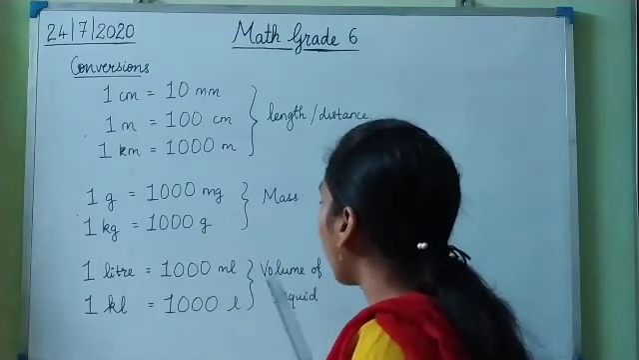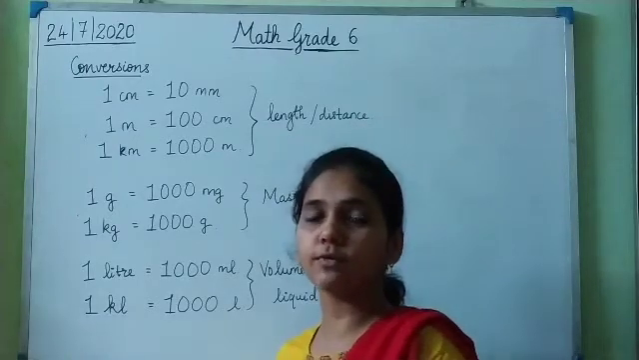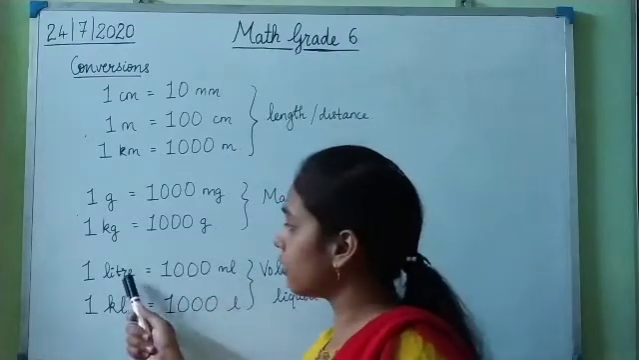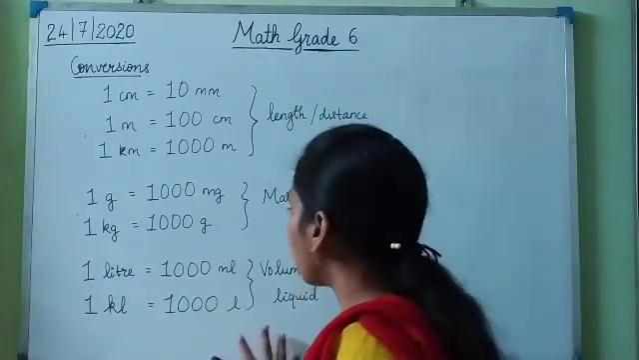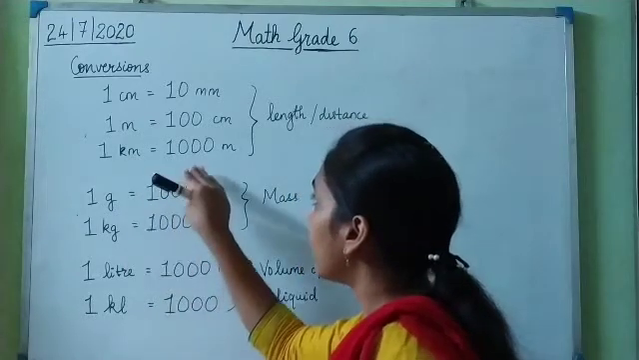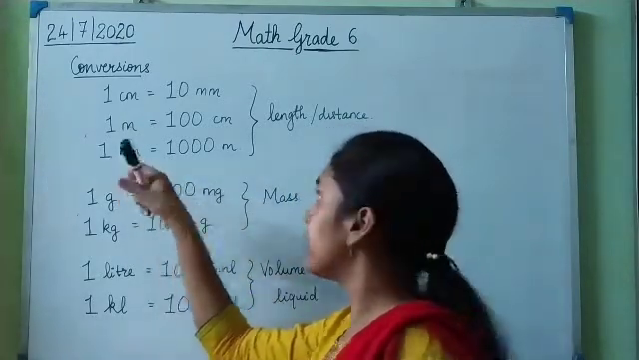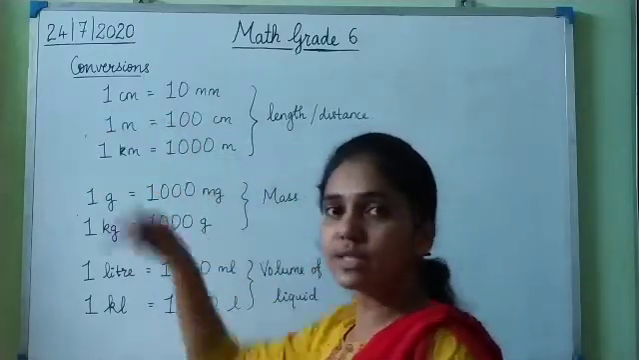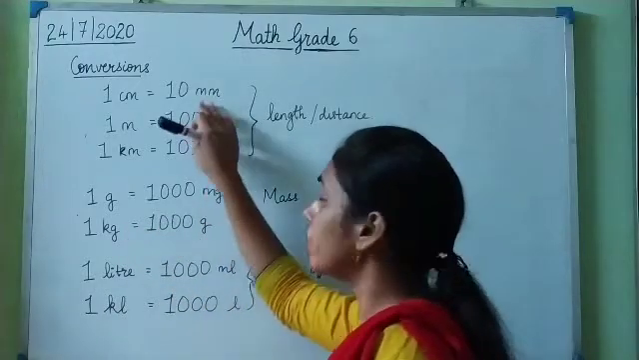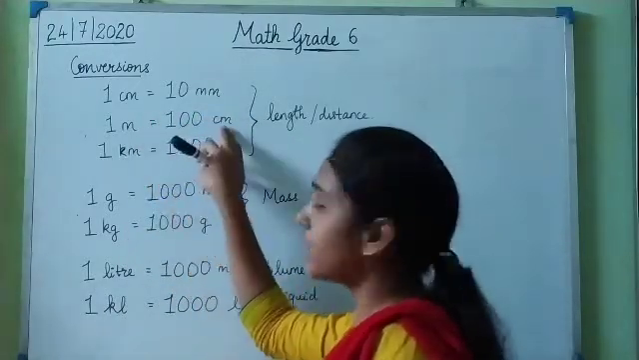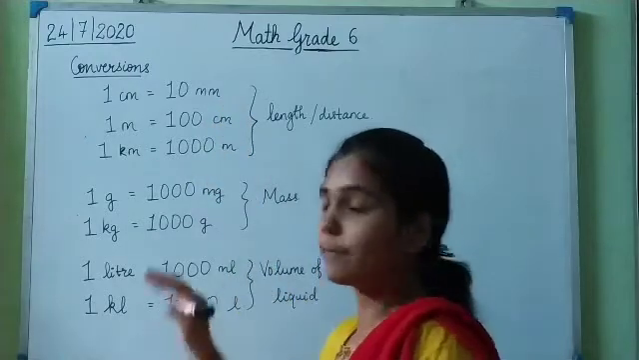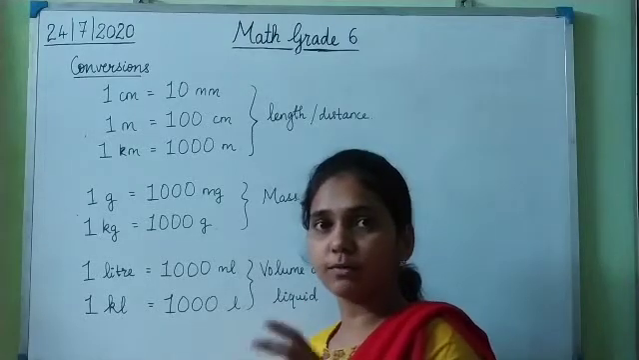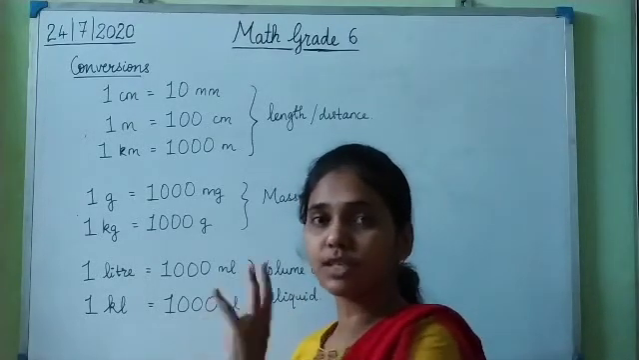Then if you want to measure the volume of a liquid, if a liquid is given to you and you have to measure its quantity or volume, we measure it in milliliters, liters or kiloliters. So these are a few conversions, like how to convert centimeters to meters, or if a quantity is given in centimeters, how to convert it into millimeters. This is how you convert any given quantity into another unit of the same measure.